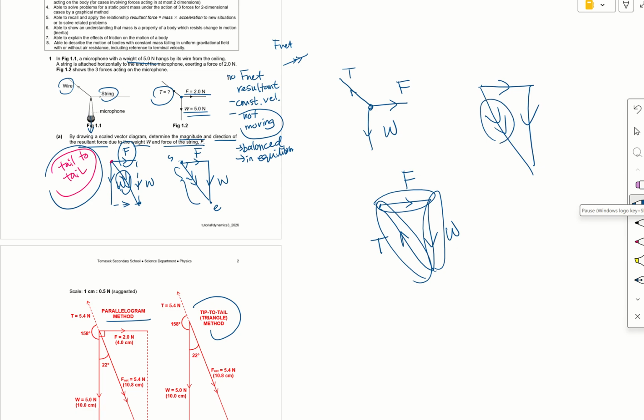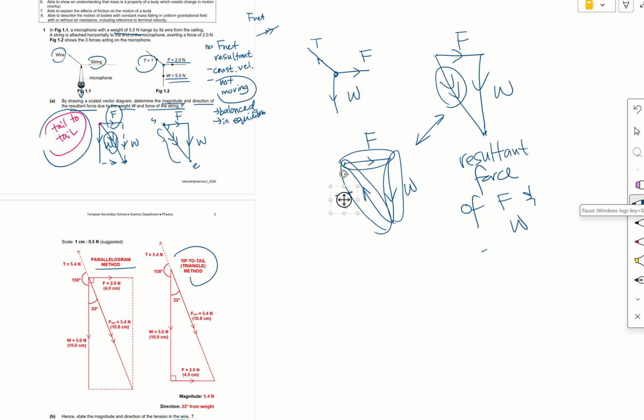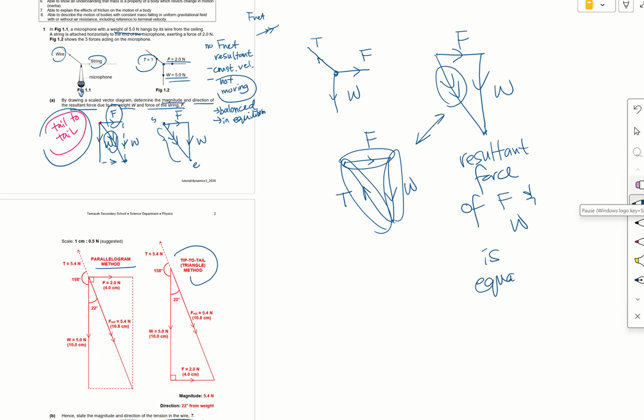So this is where we have a resultant force, okay? It's still a triangle method, but I'm just showing my F and my W. My T is not anywhere here, so it looks exactly like this triangle that I've drawn. So what does it say? It means that the resultant force of F and W is equal and opposite to T.